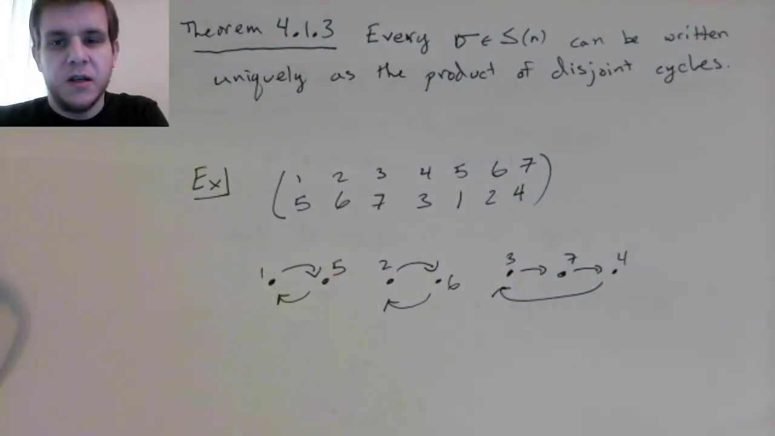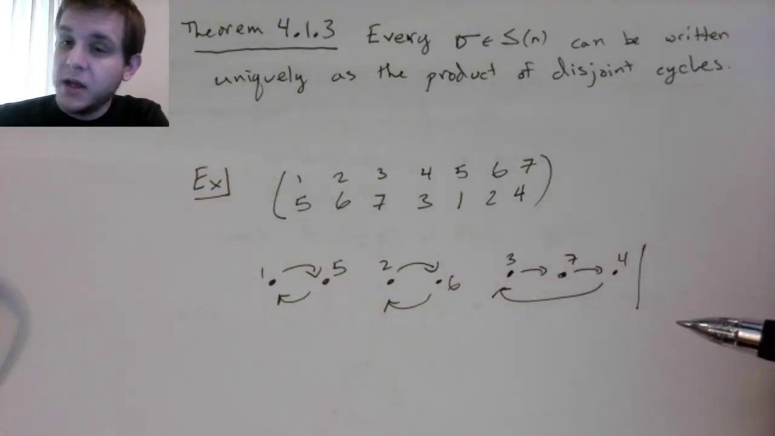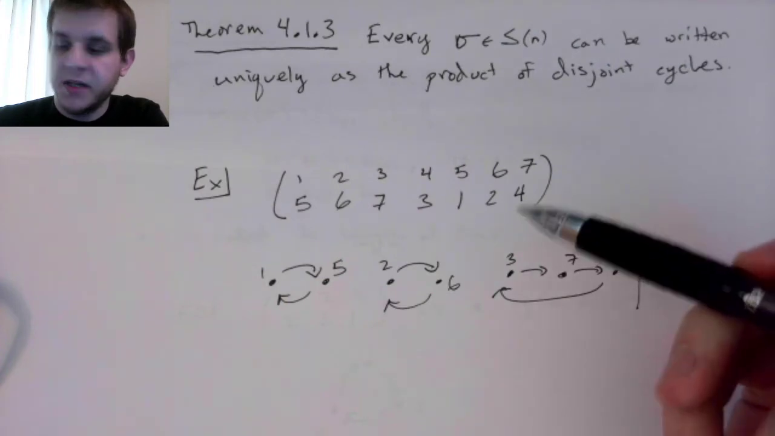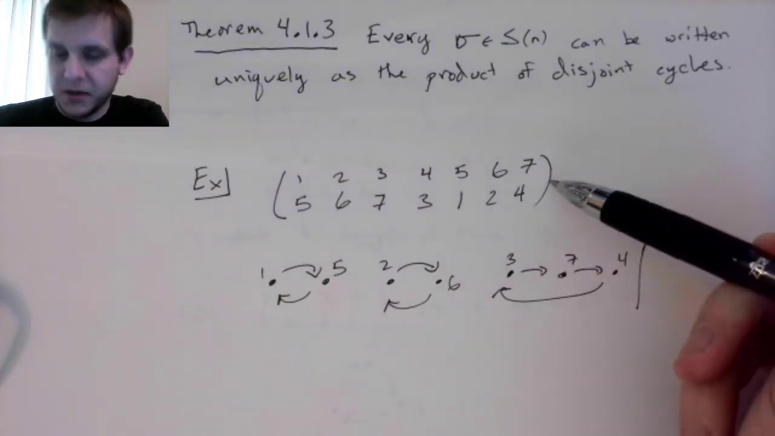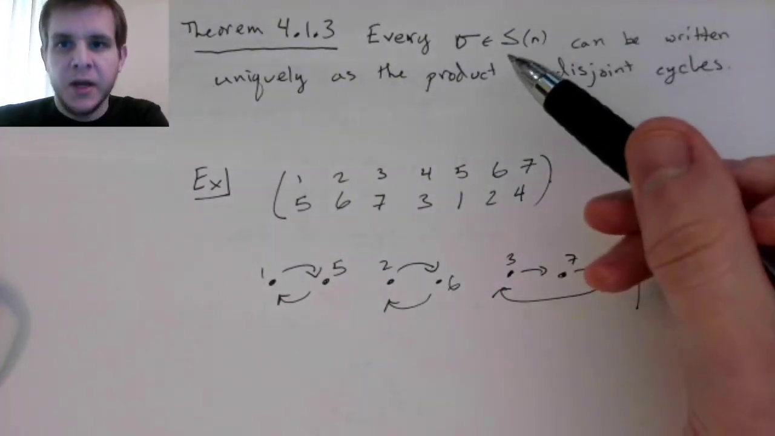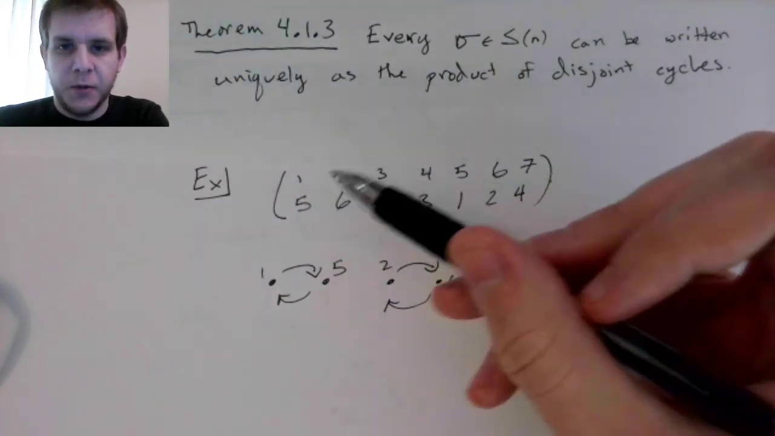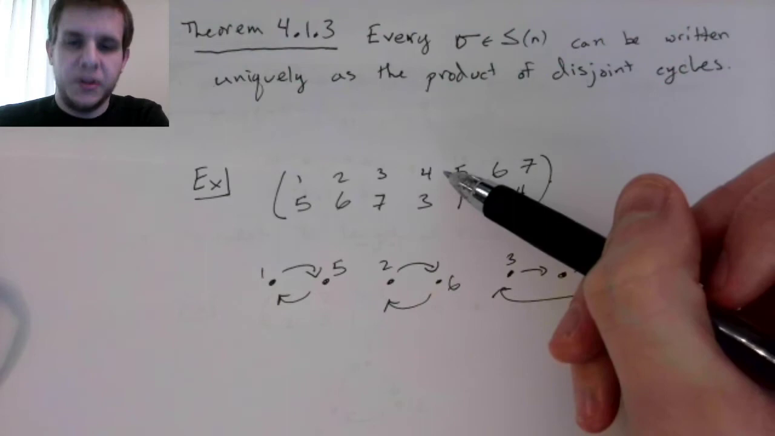So this is another cycle. So this picture indicates what the action of the permutation is, right? The permutation, let's just recall one more time. S of n is the set of functions from this set to itself, 1, 2, 3, 4, 5, 6, 7, back onto itself.